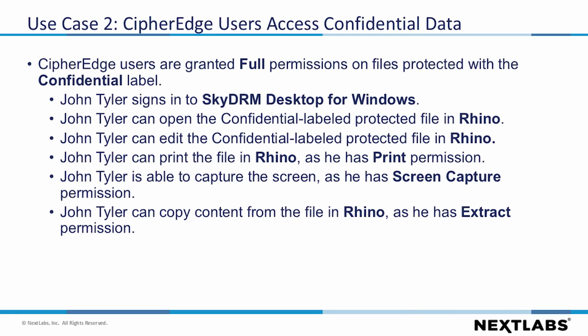John Tyler signs into SkyDRM desktop for Windows. John Tyler can open the confidential labeled protected file in Rhino. John Tyler can edit the confidential labeled protected file in Rhino. John Tyler can print the file in Rhino, as he has print permission. John Tyler is able to capture the screen, as he has screen capture permission. John Tyler can copy content from the file in Rhino, as he has extract permission.